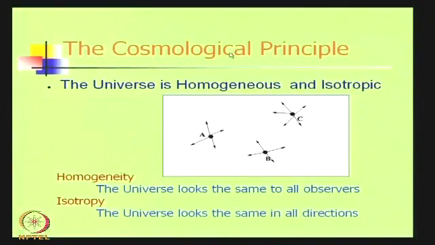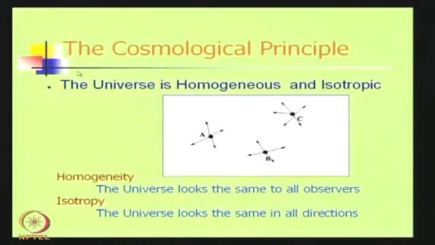Basically they wanted to avoid introducing any such concept, and they took the point of view that the universe has no center, it is homogeneous and isotropic. These two assumptions go by the name of the cosmological principle, and the entire theory of cosmology is based on this cosmological principle. It is a theoretical assumption. So what do we mean by this? The assumption is that the universe is homogeneous and isotropic.